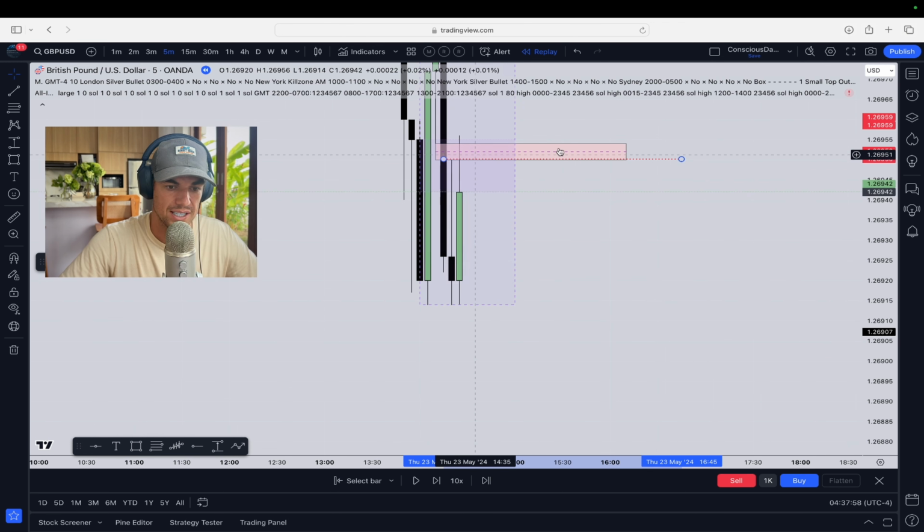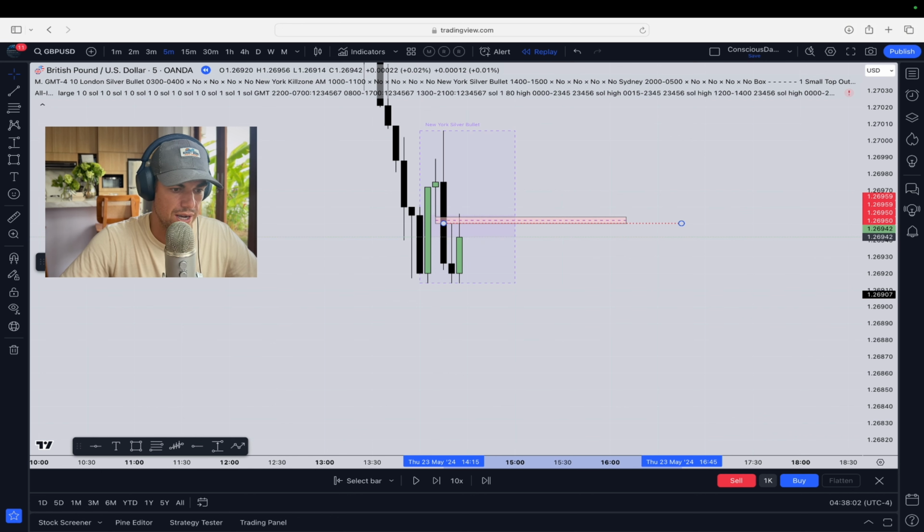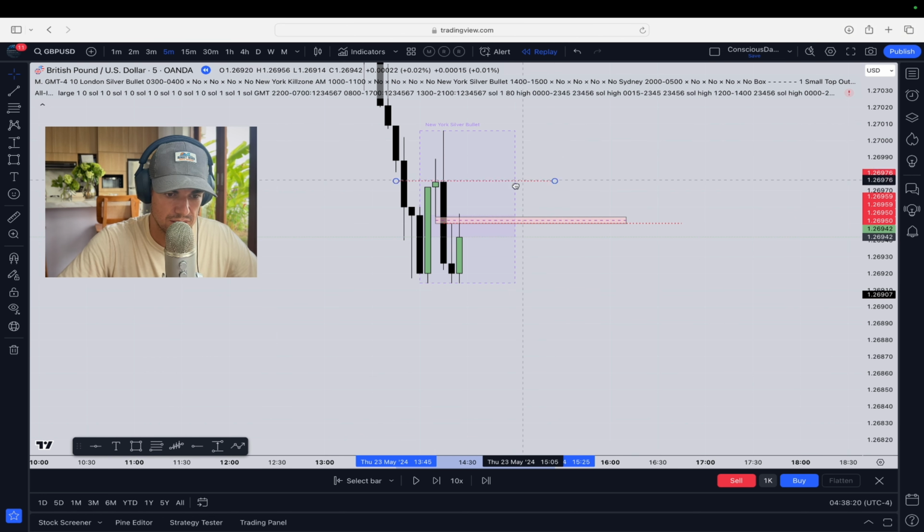Boom, tapped us in. Where's our stop? Our stop is going to be quite far away. It's going to be above there, but that's okay. Let's see what's going to happen. That's where our stop is going to be. So where's our stop going to be? Remember, it's going to be on our first candle. So we're going to look at the first candle of the formation of the fair value gap.